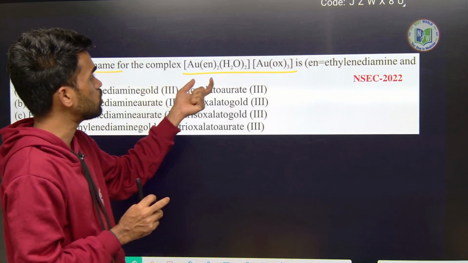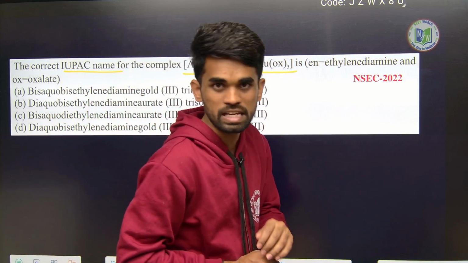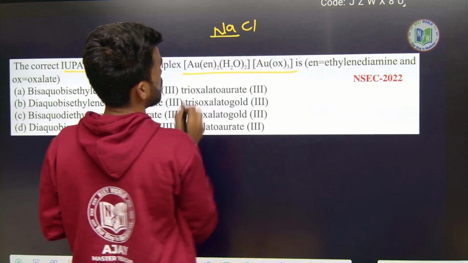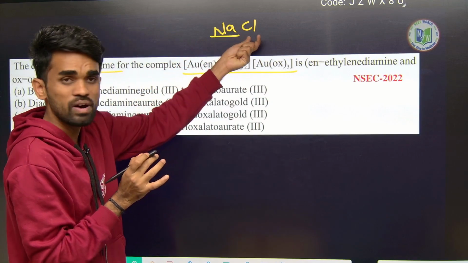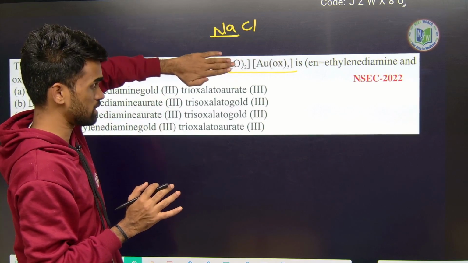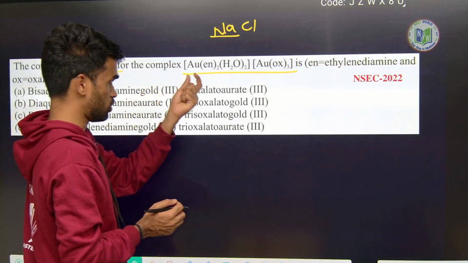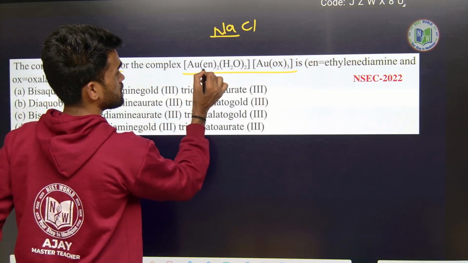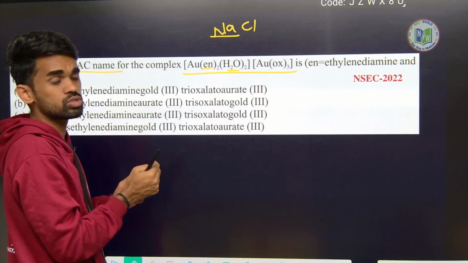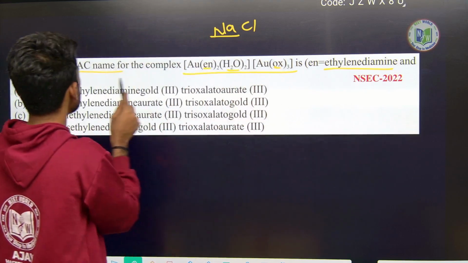Whenever you have 2 complexes, first write the name of the cationic sphere, followed by the name of the anionic sphere. Like NaCl, how do we call this? First we say the name of the cation, then the anion, like sodium chloride. Here also the cationic sphere comes first, then the anionic sphere complex. In order to write the name, you need to know what is in here: the name of water in this terminology, and what OX is. Here en means ethylene diamine, and OX means oxalate.